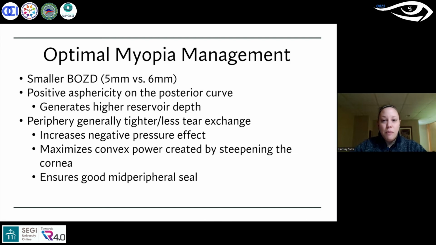We want lenses that have a positive asphericity on the posterior curve that can give us a higher kind of reservoir depth that can affect the level of efficacy we get with myopia management. We want the periphery to maybe be a little bit tighter with less tear exchange. And this can ensure that we have a nice mid-peripheral seal-off that helps, again, with our myopia management. It's going to maximize the convex power that we're trying to create in these patients.